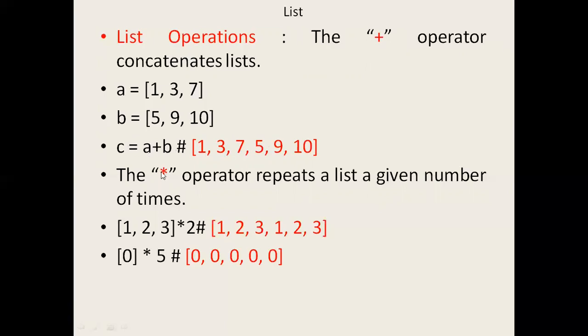In the same way, when I apply the star operator, it will repeat the list a given number of times. For example, if I take [1, 2, 3] * 2, this [1, 2, 3] will be repeated twice. The output will be [1, 2, 3, 1, 2, 3]. If I say [0] * 5, the output will be five zeros. This is how these operators work. These are list operators, plus and star.